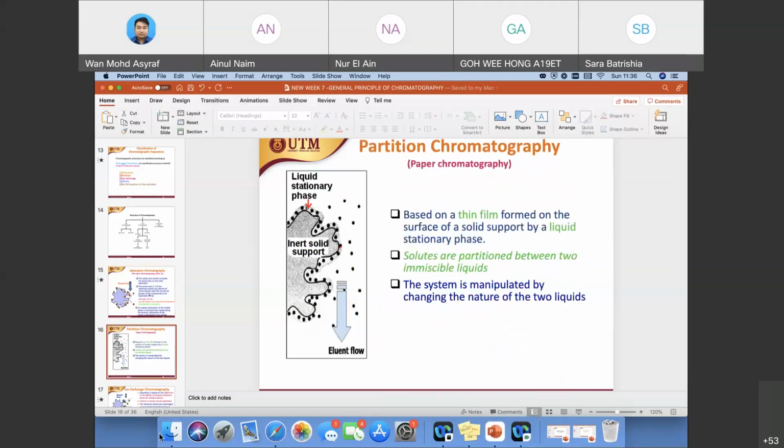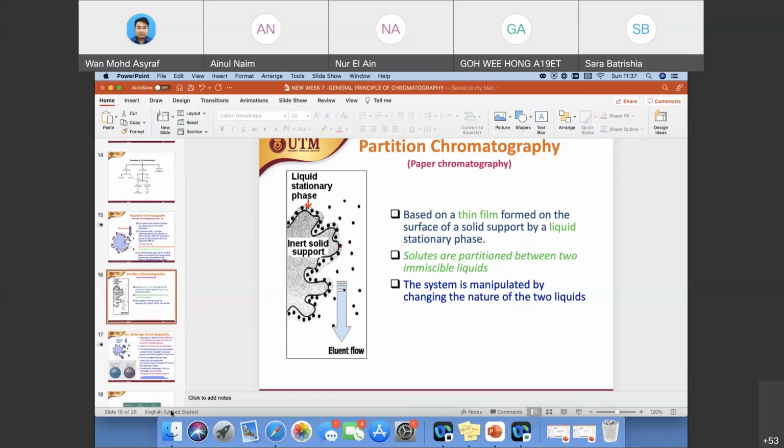Now when we look at partition chromatography, this one is based on a thin film formed on a solid support by a liquid stationary phase. So the solutes are partitioned between 2 immiscible liquids, and the system is manipulated by changing the nature of the 2 liquids. It has more or less the same principle as adsorption chromatography, where we can manipulate the liquids to create a separation. We will look in depth at each chromatography later on.